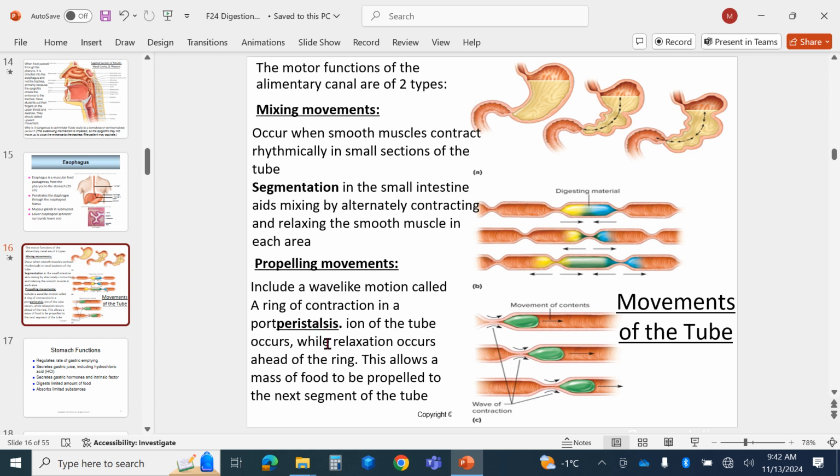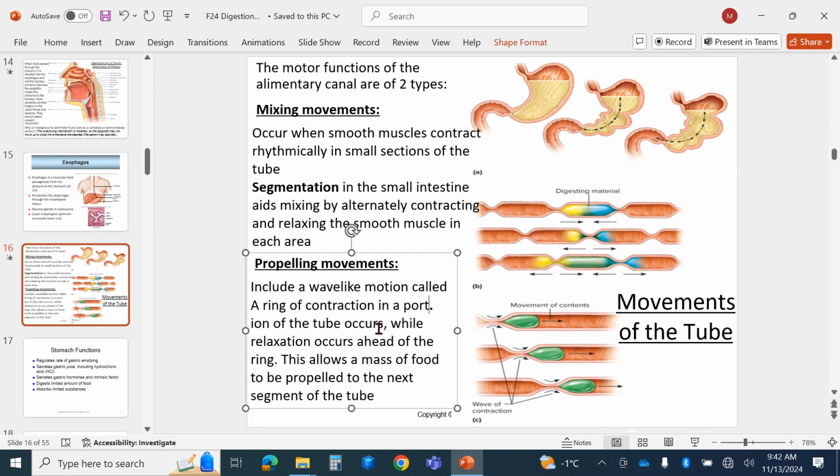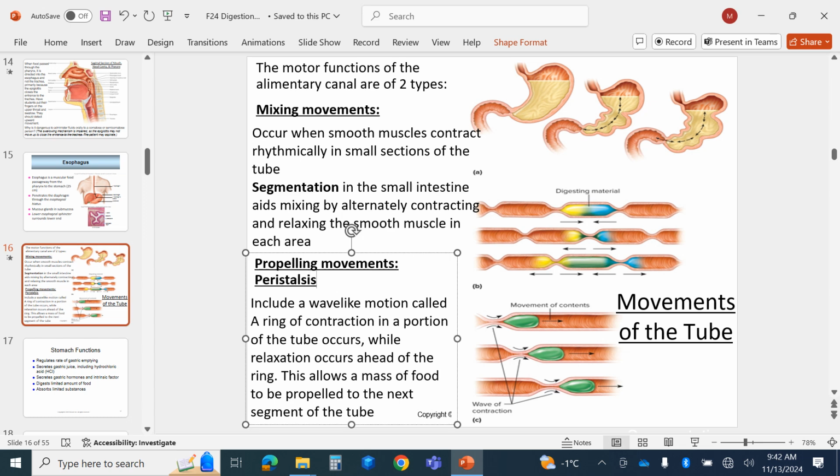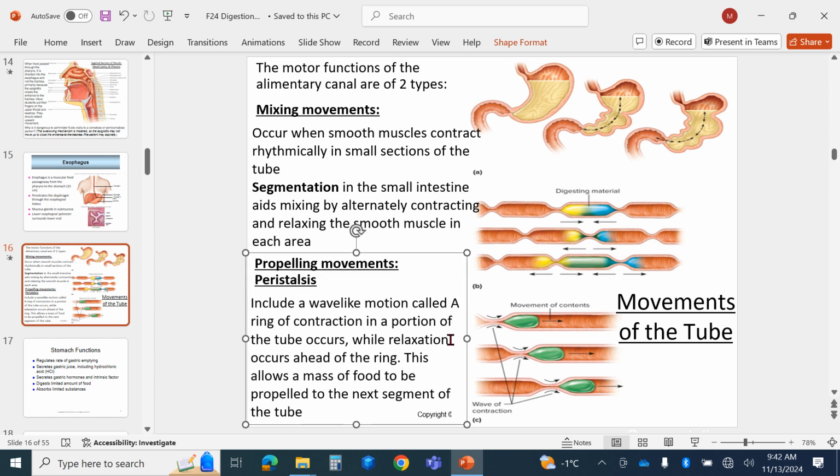A ring of contraction, and something's wrong here. Oh, I know. Okay, it won't let me. Okay, peristalsis. I'll just write that. There you go. So, very good.